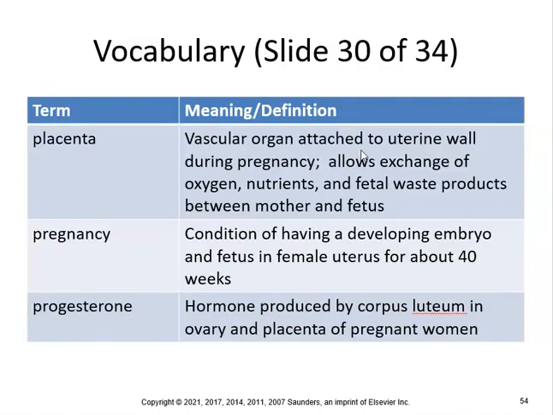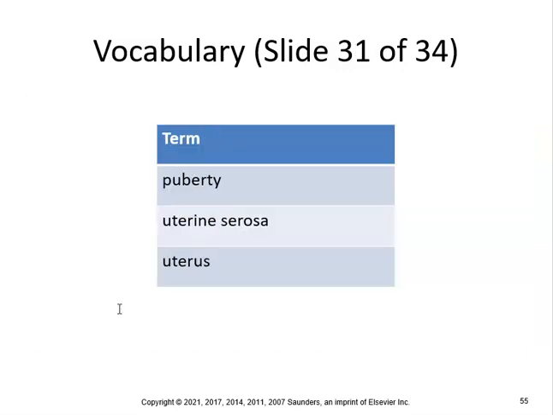Placenta is a vascular organ attached to the uterine wall during pregnancy, allowing exchange of oxygen, nutrients, and fetal waste products between the mother and the fetus. Pregnancy is a condition of having a developing embryo and fetus in a normal uterus for about 40 weeks, so 9 months. Progesterone, a hormone produced by the corpus luteum, ovary, and placenta of pregnant women. And you can have progesterone-only birth control as well.